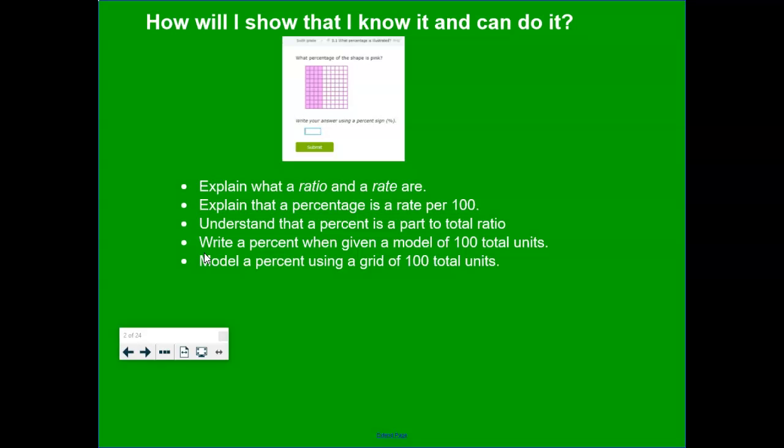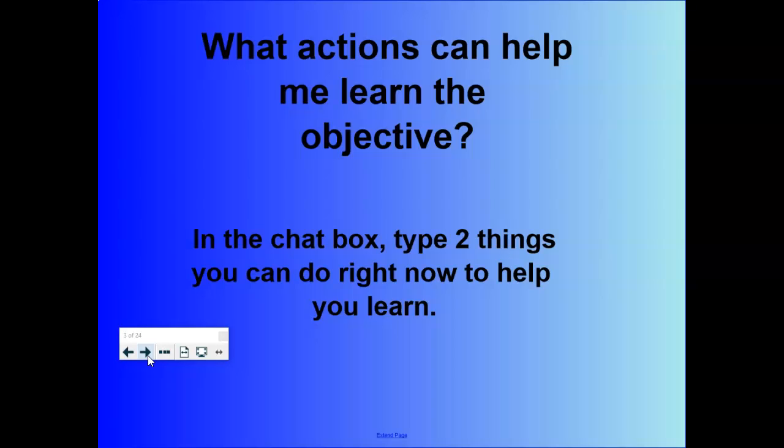Finally, at the end of the lesson today, you should be able to finish your IXL lesson, which is 6S1, what percentage is illustrated, and get 90 points. So really quickly, I just want you to think about what actions can help you learn this objective. And I want you to write that down in your math journal, just thinking about what is going to help you to be a great learner today.